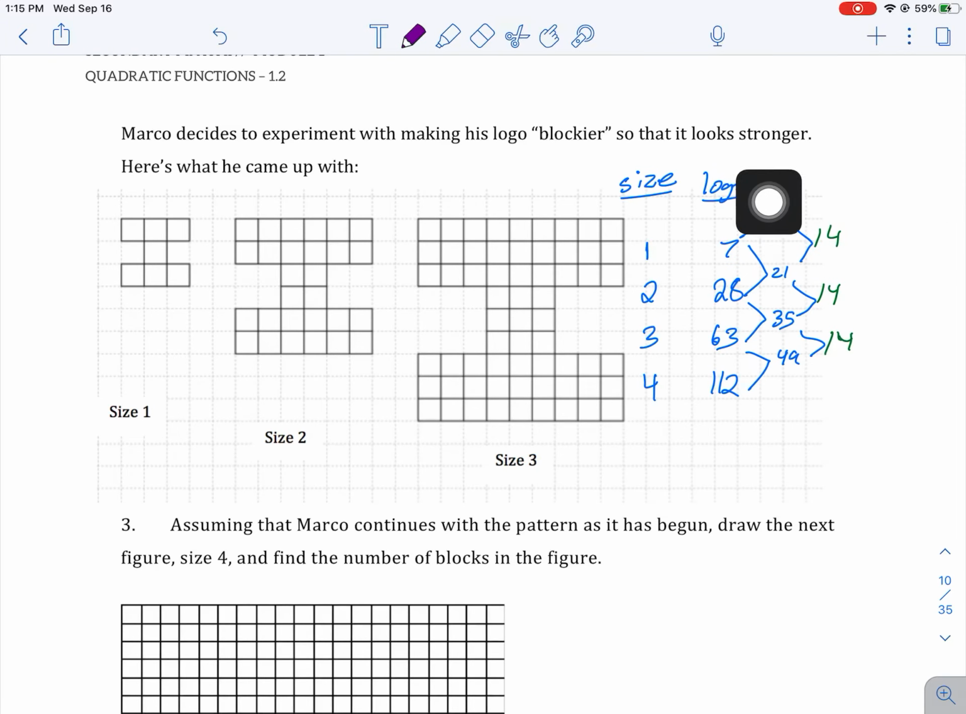Quadratic, same thing. It's good to make a table, and we notice the change: 7, 21, 35, 49. The second change, 7 plus 14 is 21, and 21 plus 14 is 35, and 35 plus 14 is 49. This is constant. So therefore we can say that it is a quadratic, and it's quadratic because the second change is constant. Now, then the question is, what is a recursive equation?